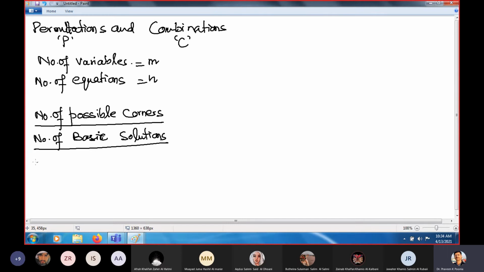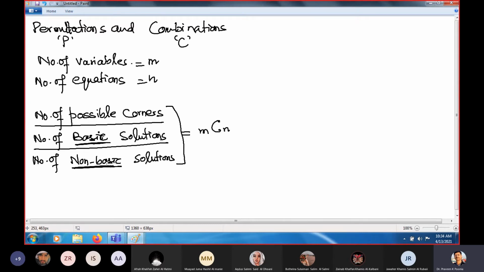And my dear friends, there is another name also: the number of non-basic solutions. Clear? All these 3 are equal to mCn. This is how we write it, mCn. The number of possible corners you can say, the number of basic solutions you can say, and the number of non-basic solutions you can say. So now I will teach you these things.